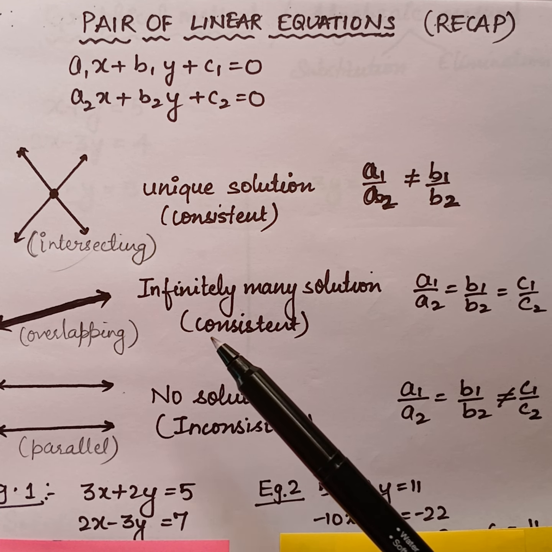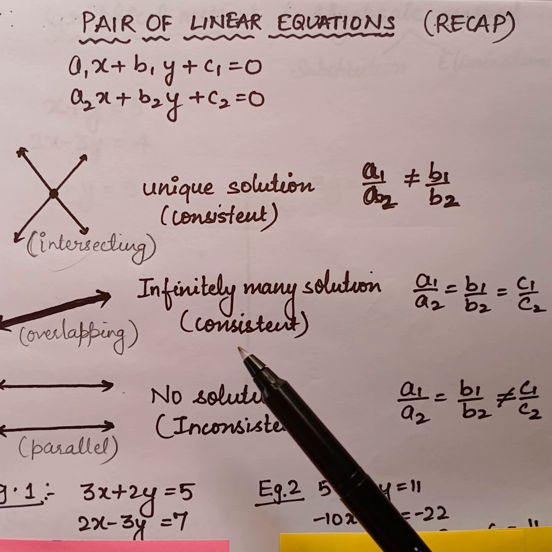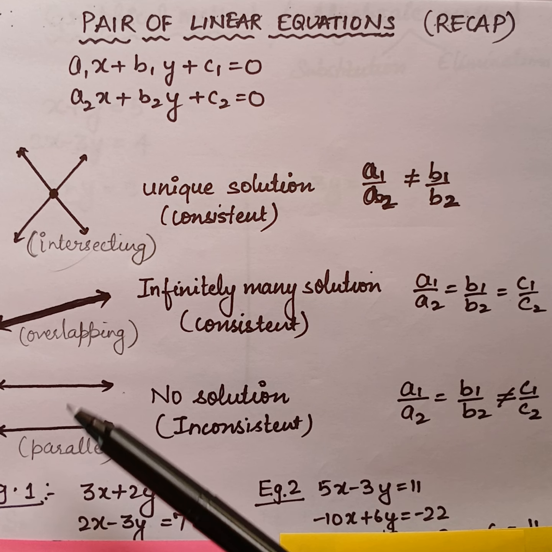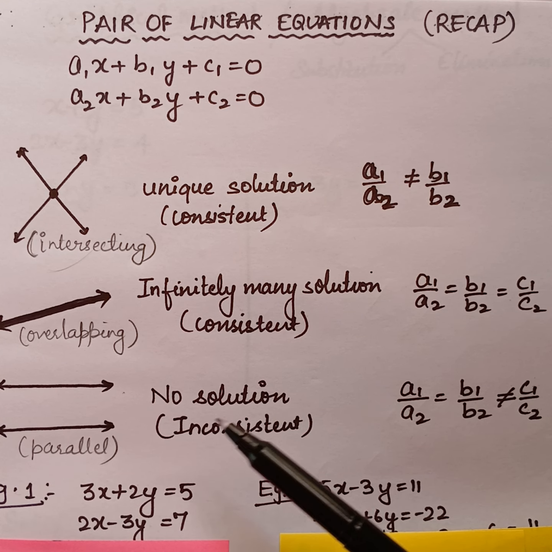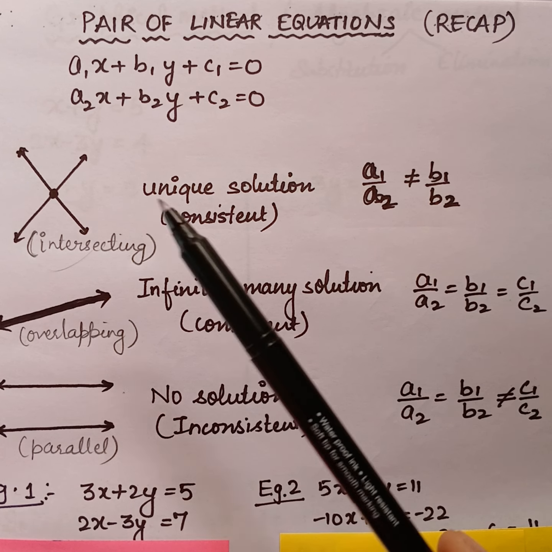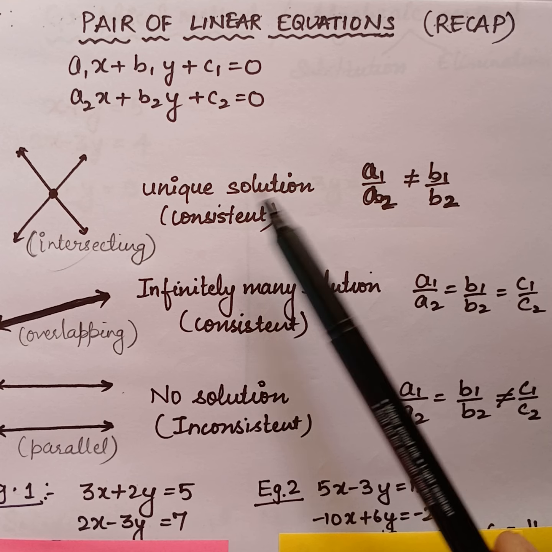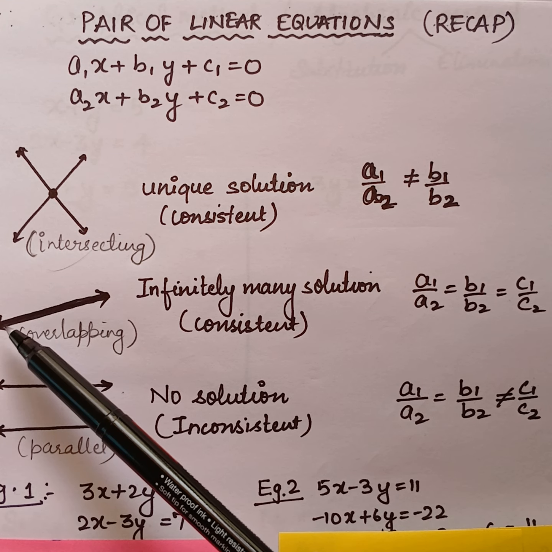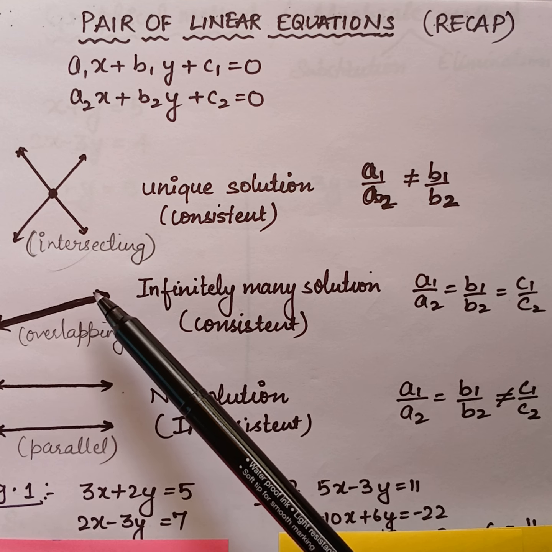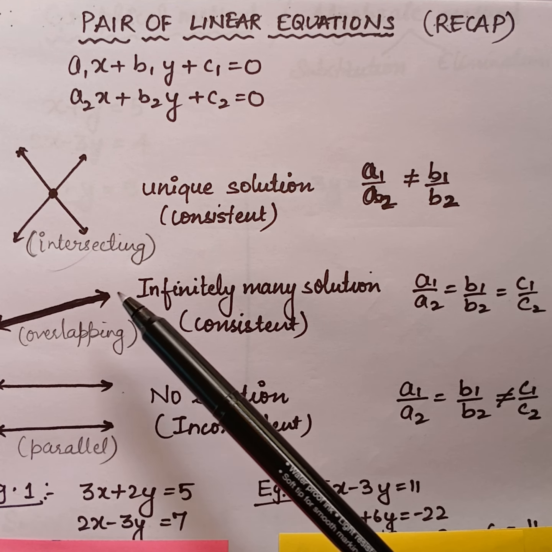Again, in this case also it is consistent. Whenever we are getting a solution, we term it as a consistent solution. If the lines are parallel like this, meaning they are not going to meet anywhere, then we will say no solution or inconsistent solution. Solution means where the lines are intersecting, that point is known as the solution. As in overlapping, each point of both the lines is intersecting with each other, that is why we have infinitely many solutions, because on a line we have infinite points.